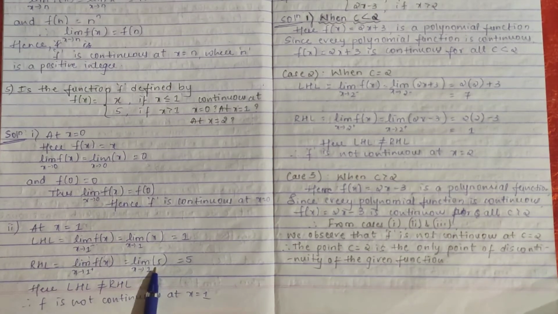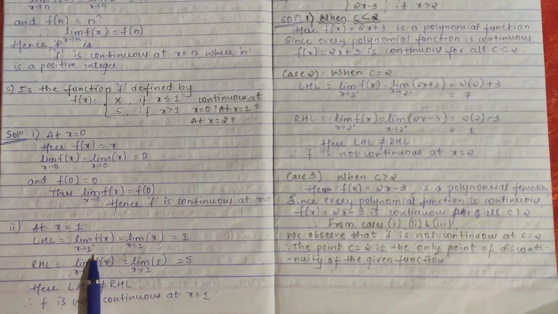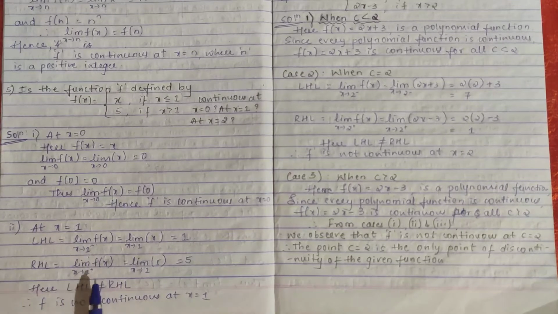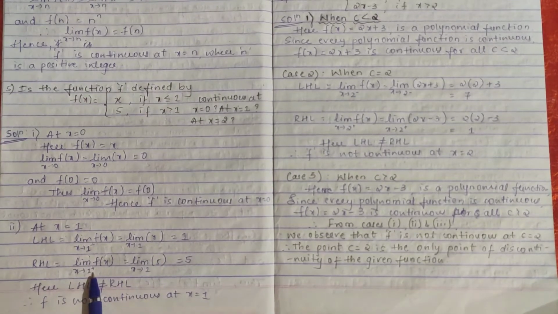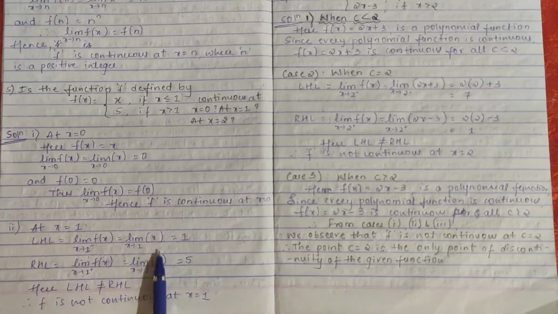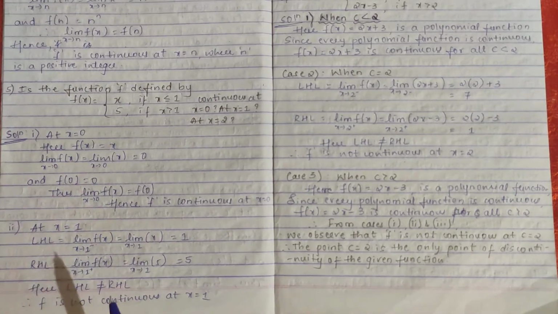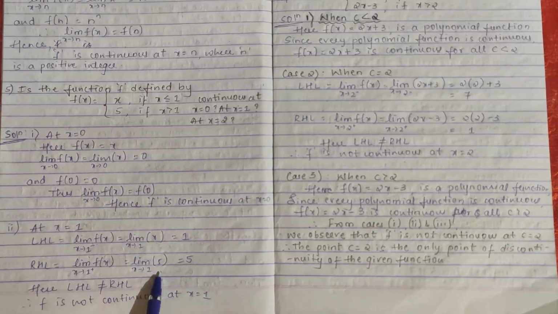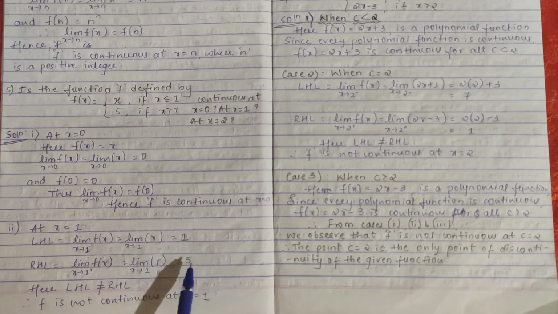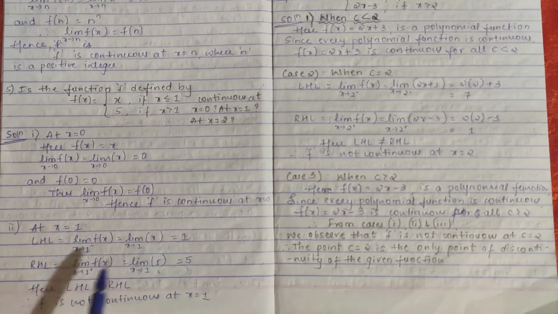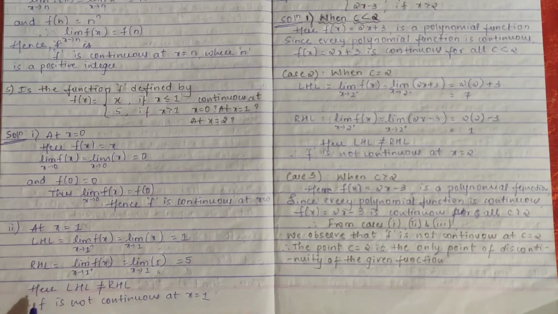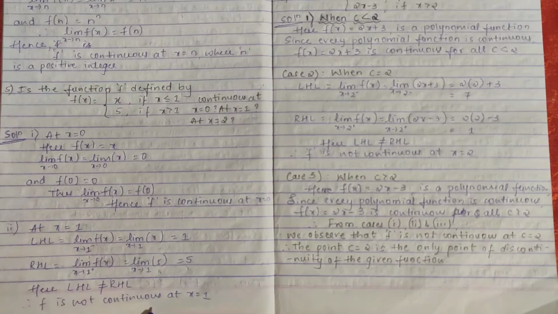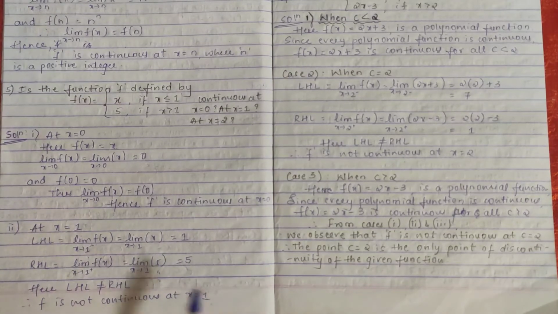Here you have to be very careful when you are taking LHL and RHL. LHL will be all negative side, which means less than. RHL will be all positive side, which is greater than. So when you are substituting your f of x value, you have to be very careful. So f of x is 5. Substituting x equal to 1, here do we have x? We don't have x here, so it remains as 5 itself. Here you can see your LHL is not equal to RHL. Therefore f of x is not continuous at x equal to 1.